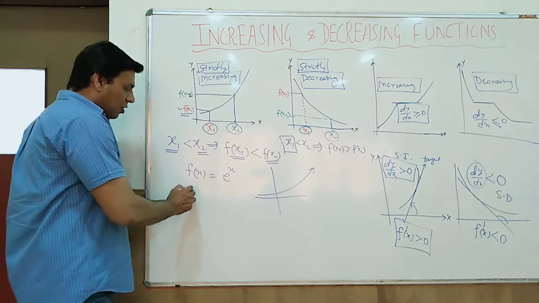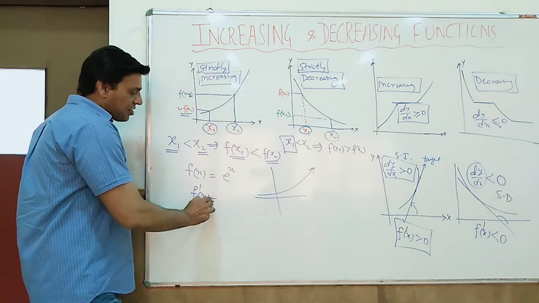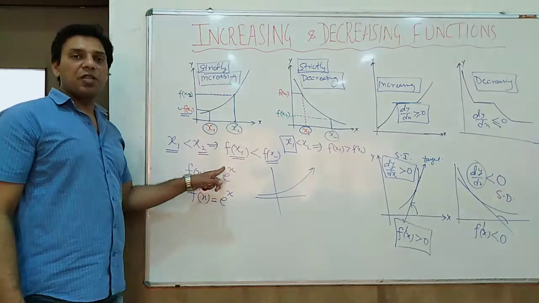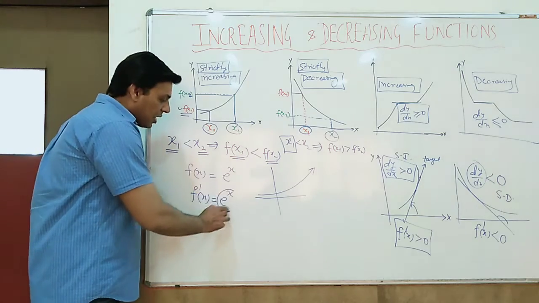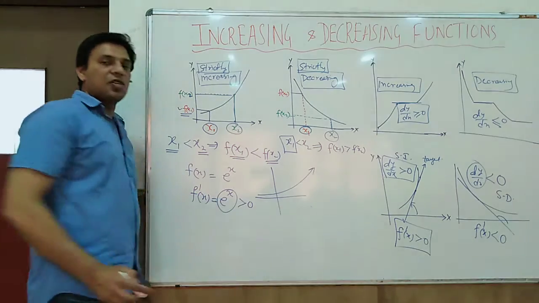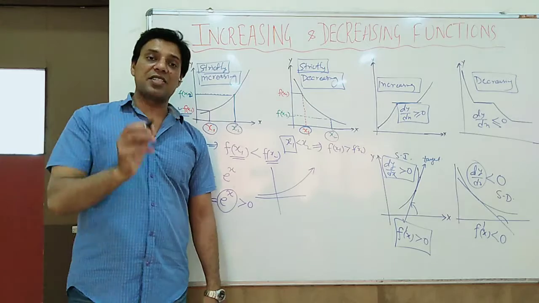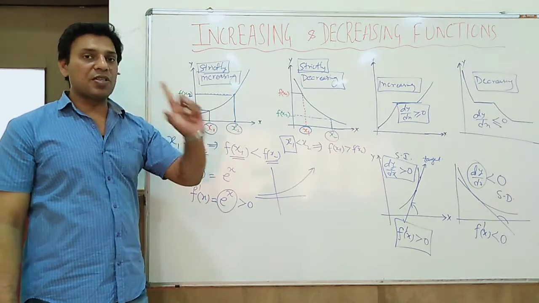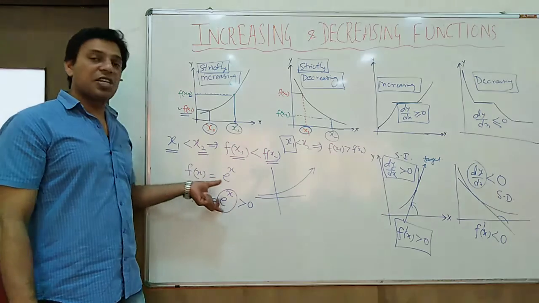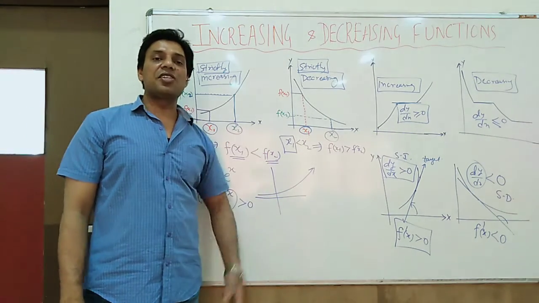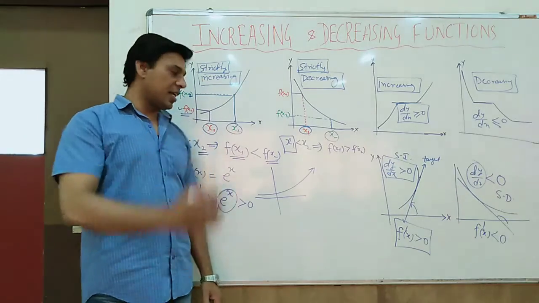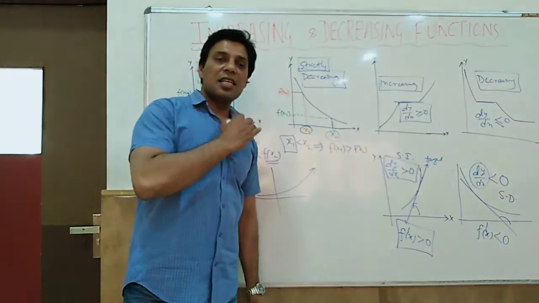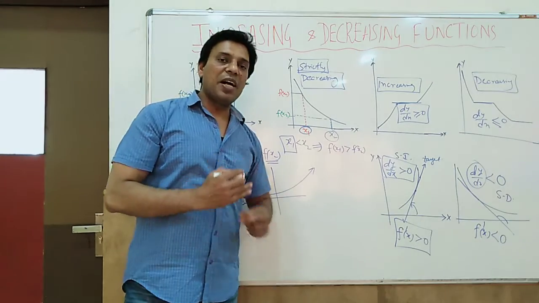So by the use of calculus, if I do f dash x, I have e to the power x, because the differentiation of e to the power x is e to the power x. You know, e to the power x is always greater than 0 for every value of x. Whatever value of x you are taking, e to the power x will always be positive. That is, the derivative of the function is positive. This means this function is strictly increasing. So this function is not changing its nature, it is showing a particular trend.